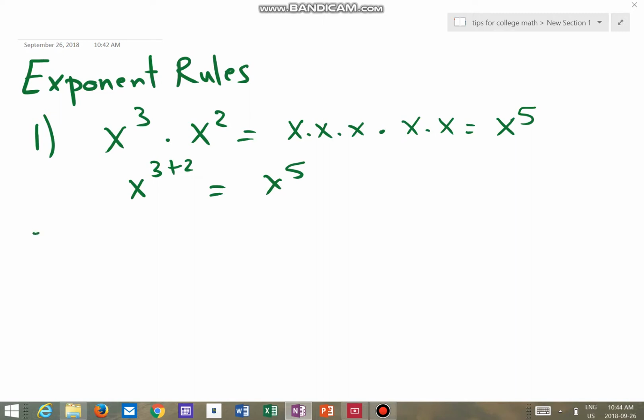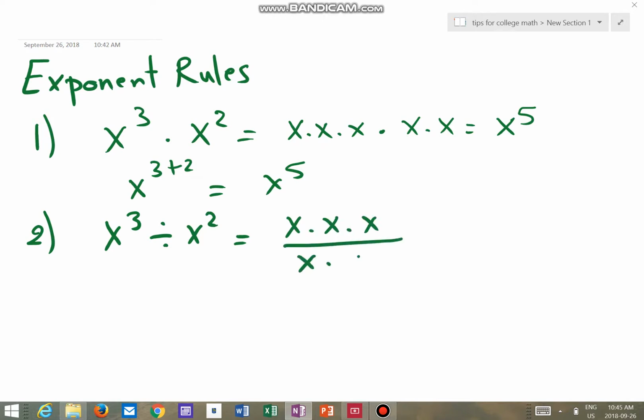The second one, when you divide expressions with exponents, so I have x cubed divided by x squared. If I do it in expanded form, again, x times x times x over x times x. This one and that one cancel out, I have 1. This one and that one cancel out, I have 1. I end up having x. I could have done that if I knew that this can simplify to x to the 3 minus 2, which is x.